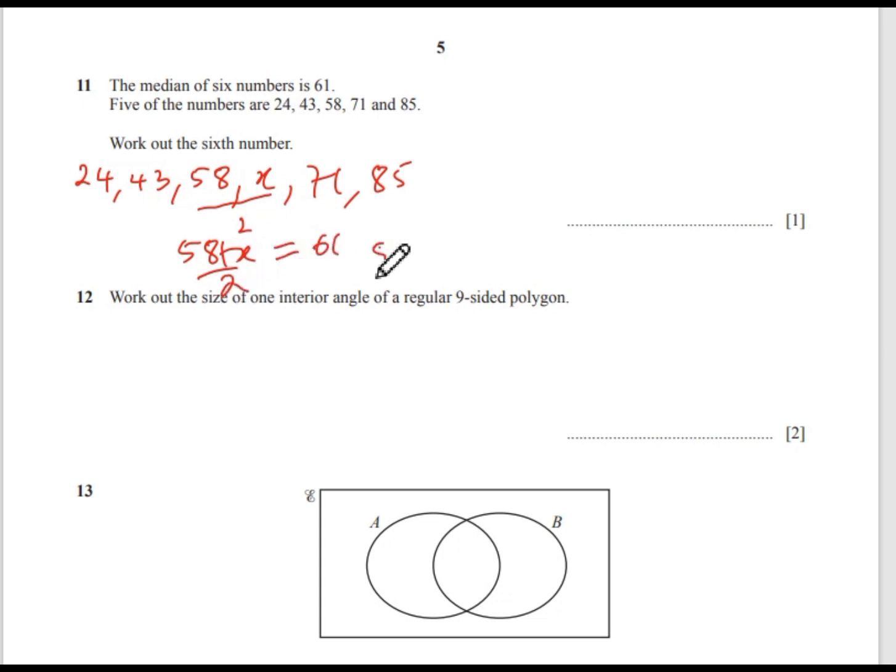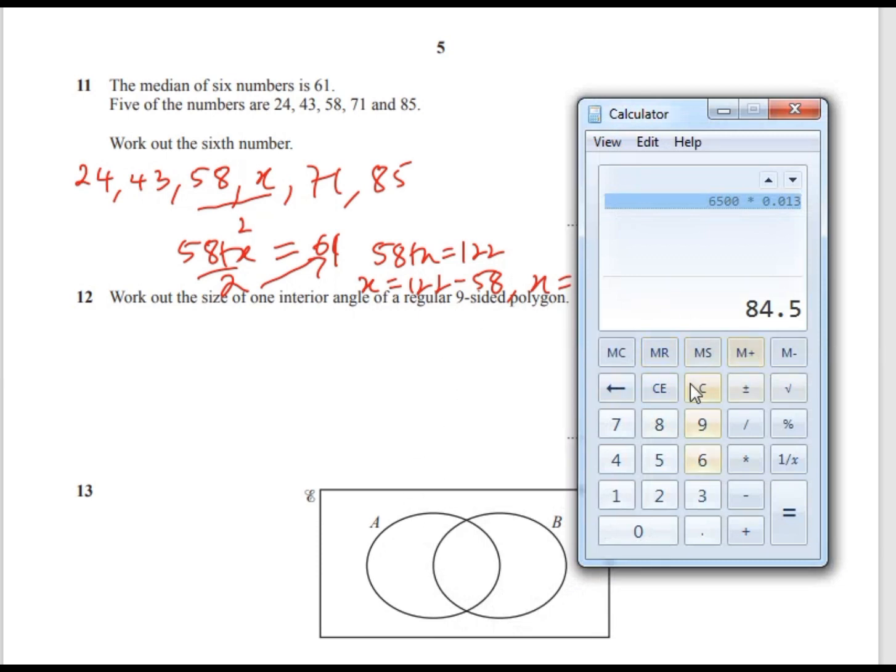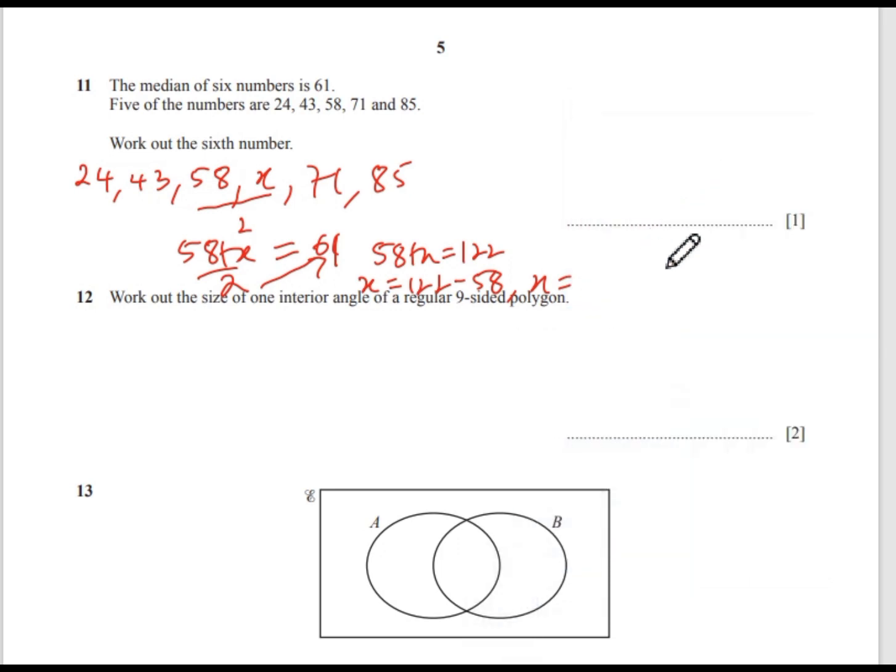So that gives us 58 plus x is equal to, when we cross multiply, 2 multiplied by 61, which gives us 122. So x is equal to 122 minus 58. If you use your calculator, 122 minus 58 gives you 64. So our answer here is 64. So the sixth number is 64.